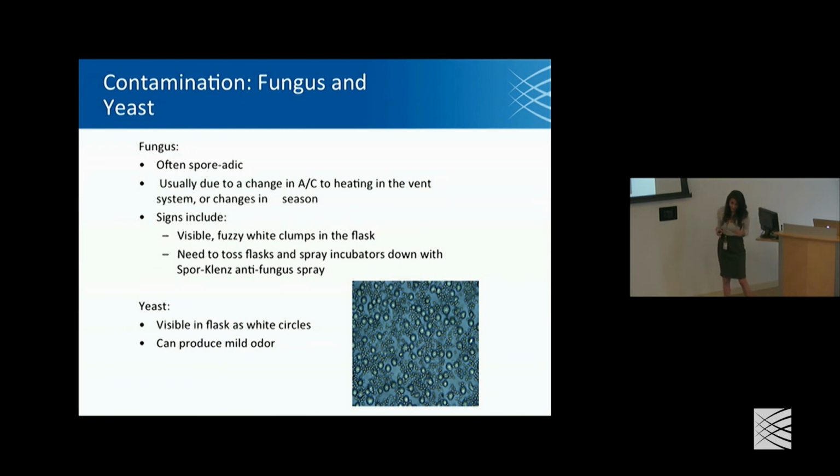Fungus and yeast contamination can also occur. Fungal contamination is often sporadic, right? And it's usually due to a change in AC or vent system or changes in the season. You can see fuzzy, visible clumps in your flasks. And when this happens, it's usually best to toss your flasks and spray your incubators down with Spore Cleanse antifungal spray. Yeast can also occur and are visible as white circles in your flasks and can produce a mild odor.